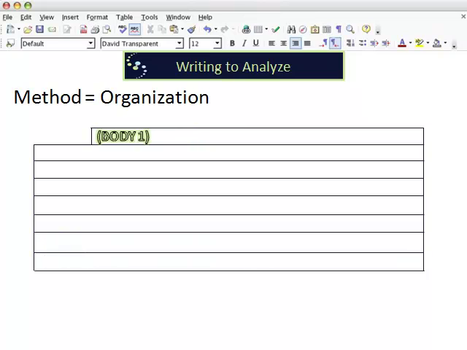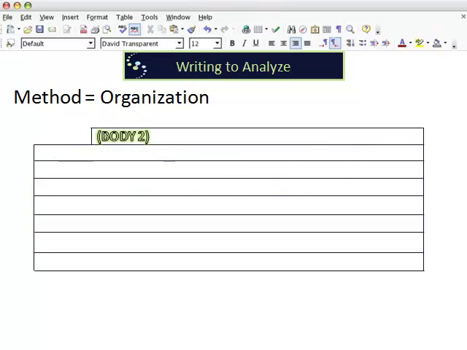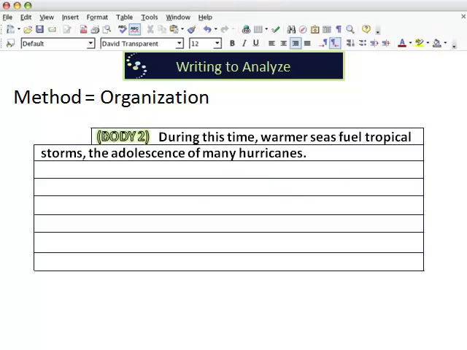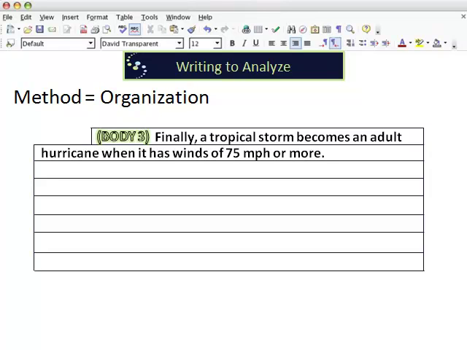Then, each of the body paragraphs could focus on the parts of the life cycle. The first body paragraph could discuss the hurricane season. Our paragraph topic sentence would be something like, "These storms are born during the hurricane season, June through November." Then would come supporting details to help the reader understand more about the hurricane season. The next body paragraph would discuss the role of higher sea temperatures and increased moisture during this time that leads to tropical storms. The last body paragraph would cover the third stage in the life cycle, when the hurricane's eye forms and winds grow to 75 miles per hour or greater.